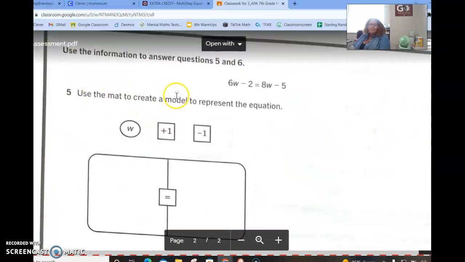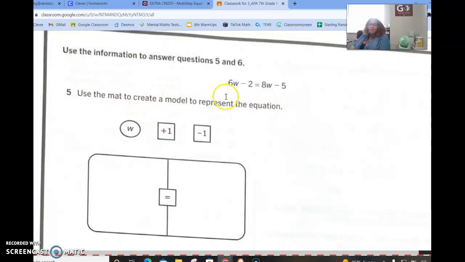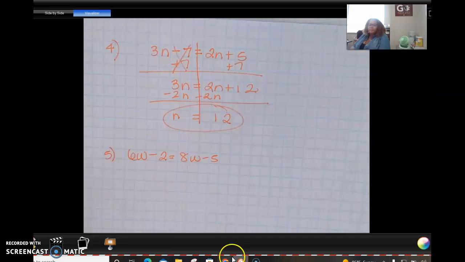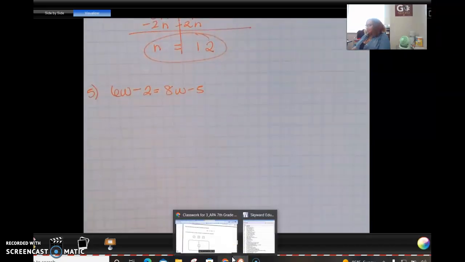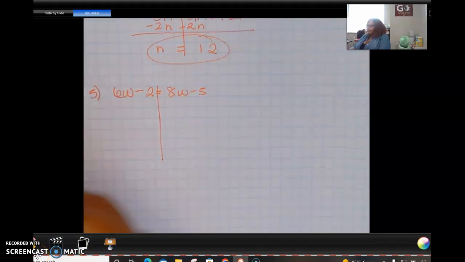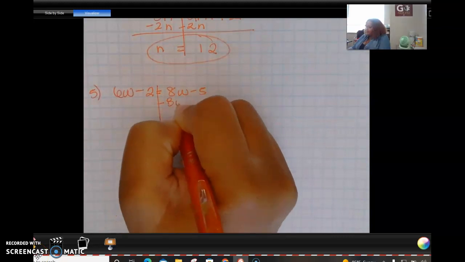Here it says use the mat to create a model to represent the equation. 6W minus 2 equals 8W minus 5. Oh, we did this. We did that in class. Oh, no, we didn't do 6. Yeah, we didn't do the bottom. Okay, well then let's do it now. What do we do first? Oh, we're going to do minus 8W, minus 8W.